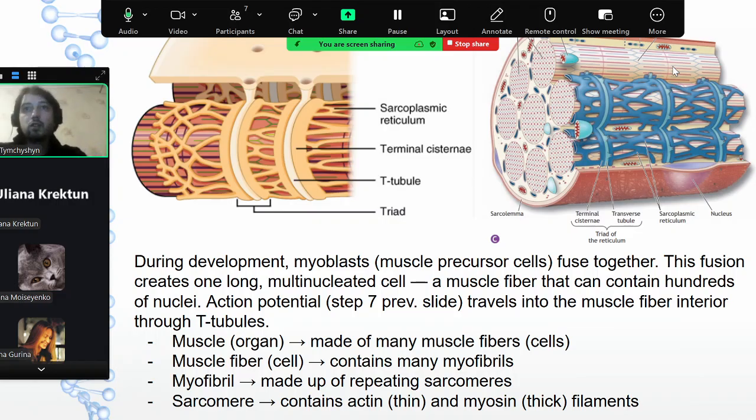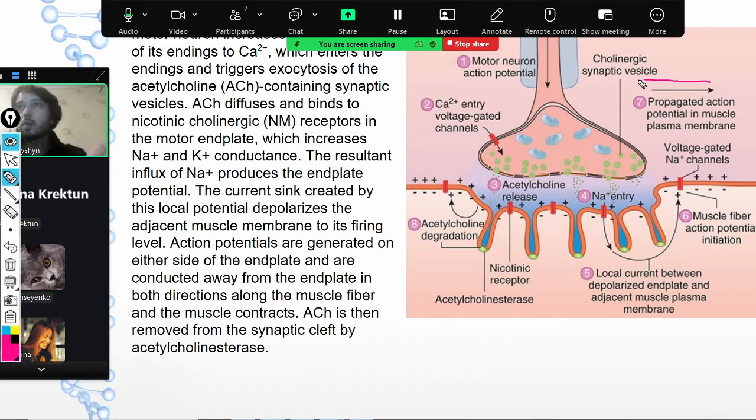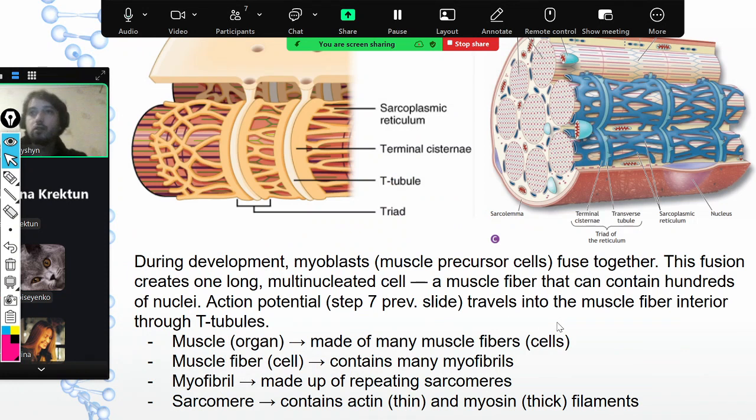So action potential, that's step 7 on one of the previous slides. So here is step 7. So the propagated action potential in the muscle. Here you see the membrane and the action potential that propagates. It travels into the muscle fiber interior through T-tubules. So these T-tubules are needed to propagate the action potential to the interior of the muscle fiber.